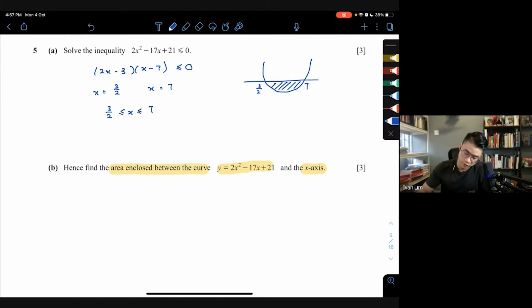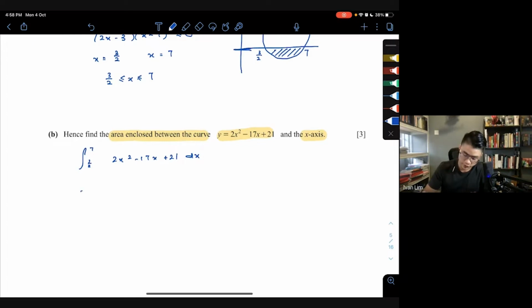So imagine this is your x-axis and y-axis, and we know it's a quadratic graph, so it's like that, from 3 over 2 to 7. So we integrate from 3 over 2 to 7, 2x squared minus 17x plus 21 dx. Let's integrate this. You get 2x cubed over 3 minus 17 over 2 x squared plus 21x, with limits 7 and 3 over 2.